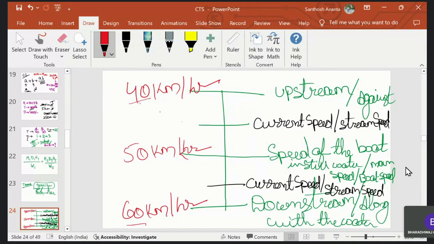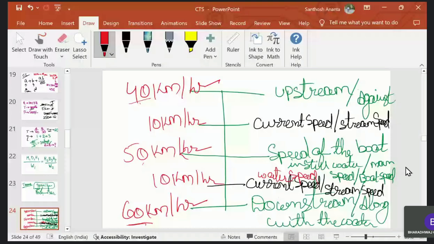Now coming to the upstream, the speed is 40 km per hour. 50 became 40, which means the speed is reduced by 10 km per hour. This 10 km per hour is called the current speed. Now again, the boat speed is 50 km per hour, and in the downstream it is 60 km per hour. 50 became 60, so the speed increased by 10 km per hour. This 10 km per hour is called current speed, stream speed, or water speed.